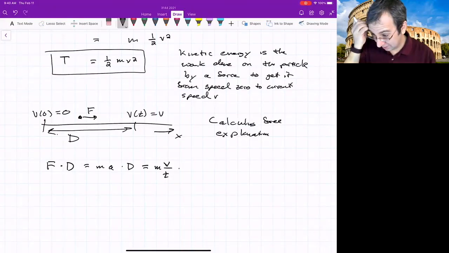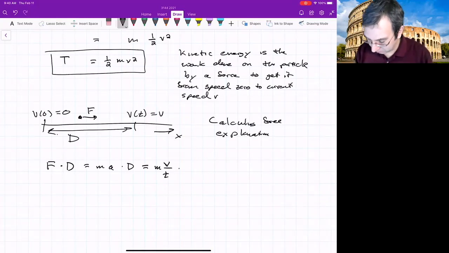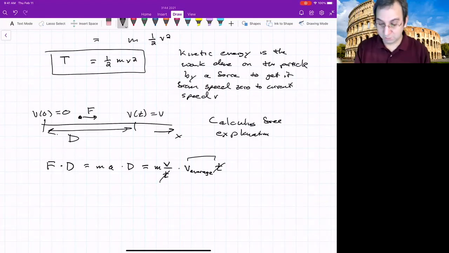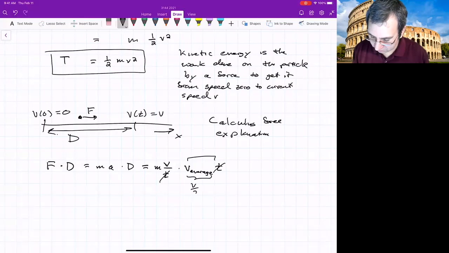And then what is the distance traveled? It is the average speed times t. The t's cancel out. This v is the average speed traveled. So the average speed isn't 0 and it's not v, it's actually v over 2. So now we still get 1/2 mv squared.